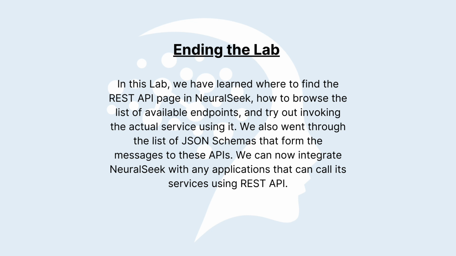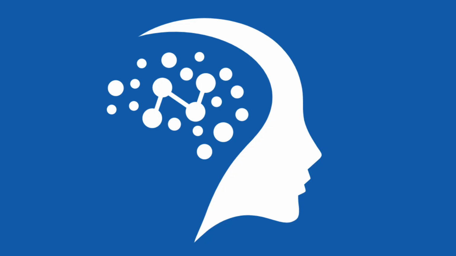In conclusion, we've learned where to find the REST API page in NeuralSeek, how to browse the list of available endpoints, and try out invoking the actual service using it. We also went through the list of JSON schemas that can form the messages to these APIs. We can now integrate NeuralSeek with any applications that can call its services using REST API.